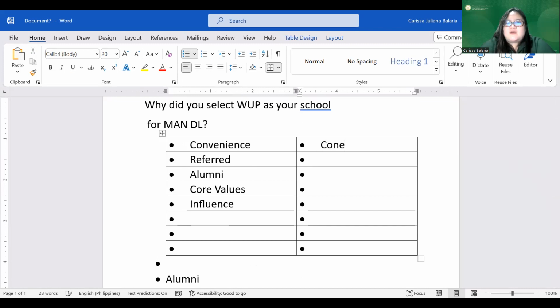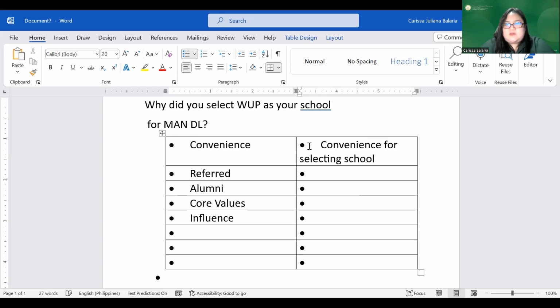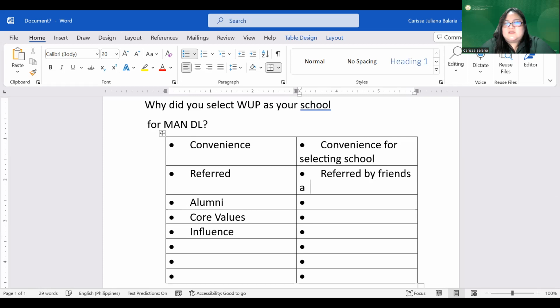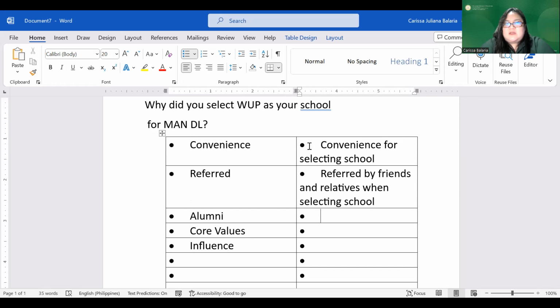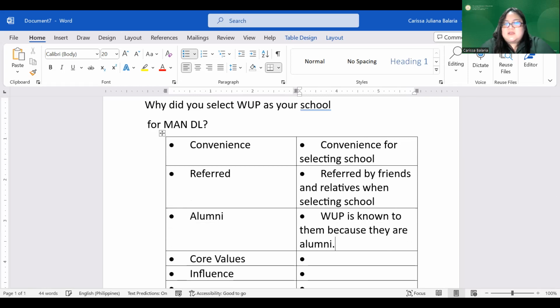So, you have to make a complete statement. Convenience for selecting school. Referred by friends and relatives when selecting school. WUP is known to them because they are alumni. So, you see, meron ka ng statement dito. And then you break this down. Magiging formula niyan is paragraph, sentence, phrase, and then the theme. Okay? So, ang end ano natin is the phrase. So, that's how you do your coding.